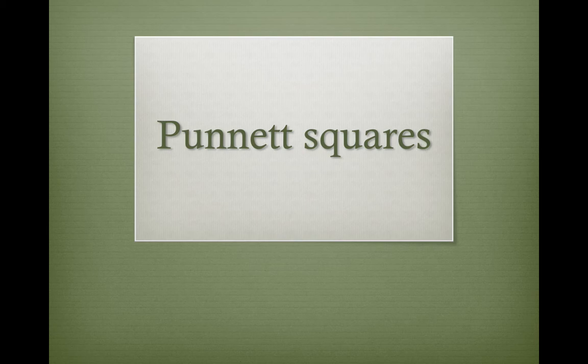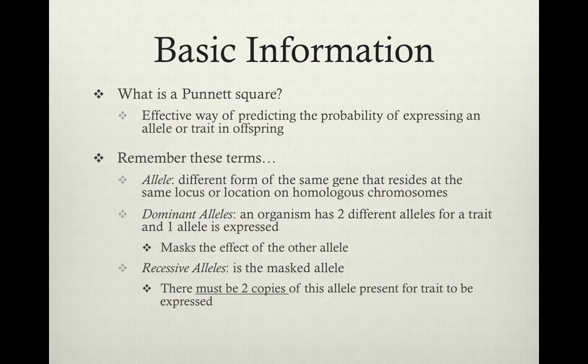Punnett squares can sometimes be tough in the beginning, but once you get the grasp of it, it will be as easy as 1, 2, 3. The value of Mendelian genetics is being able to predict the results of a particular trait in a mating of two organisms. The probability of a trait can be determined using a Punnett square to expose all possible allele combinations.